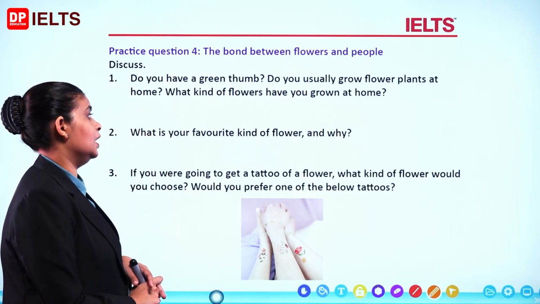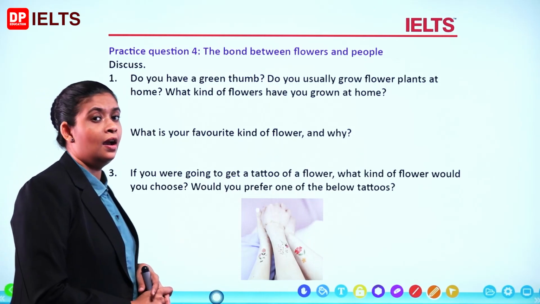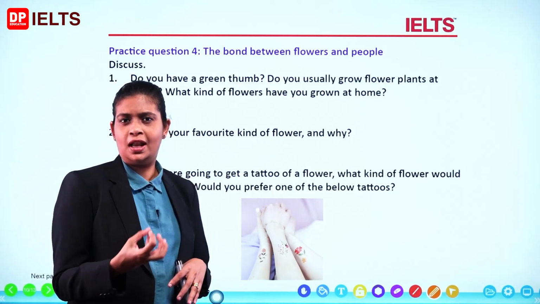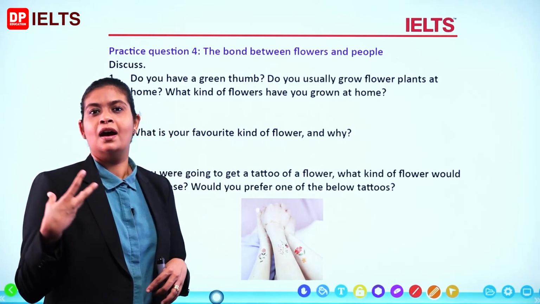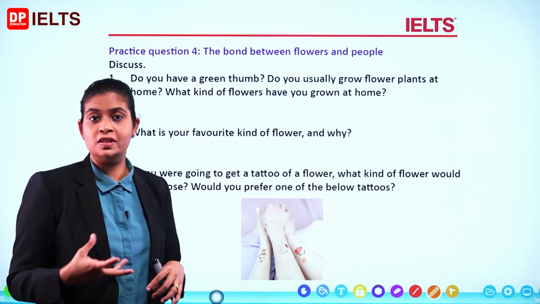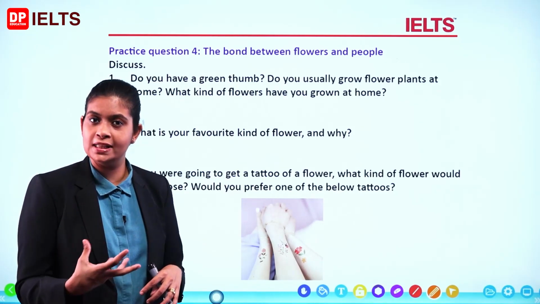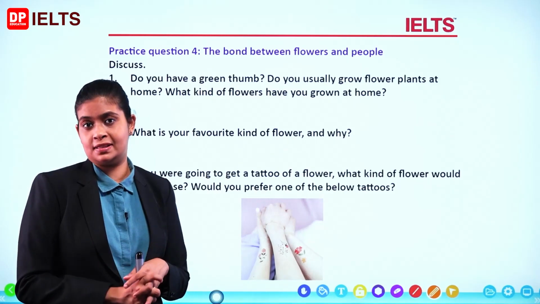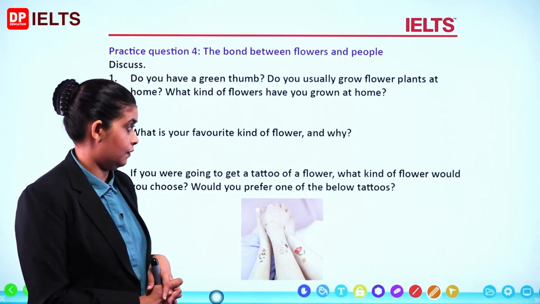What is your favorite kind of flower and why? I like roses because I really like it when it blooms, and I like roses because they have a lot of shades and sometimes even mixed shades together. So I really love roses.